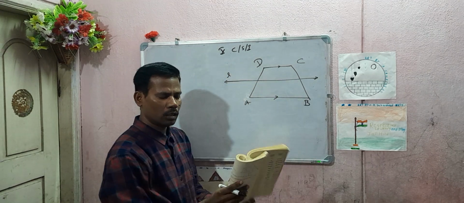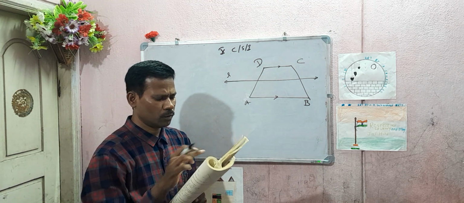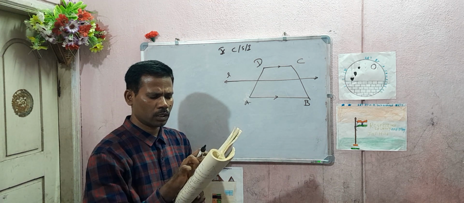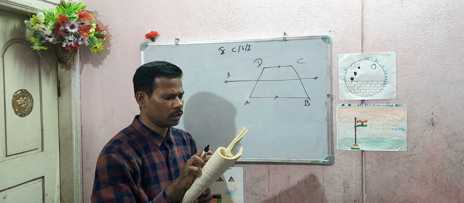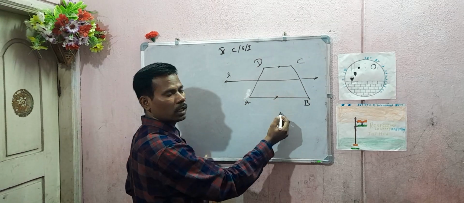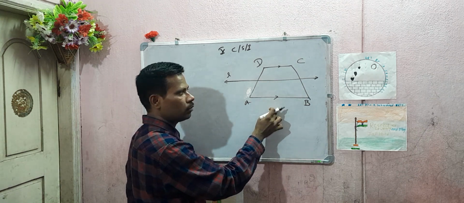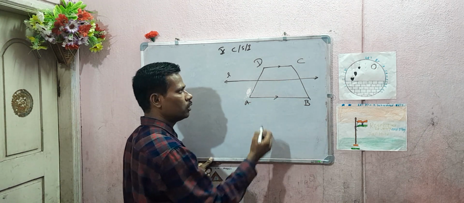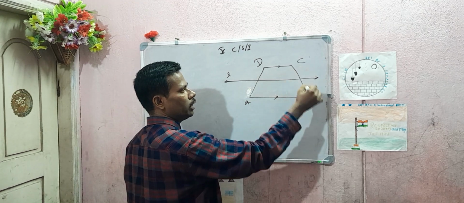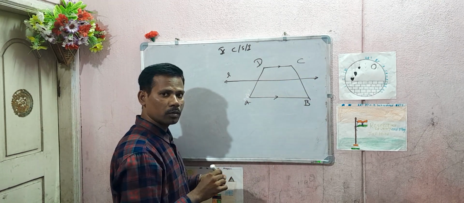This is a line PQ parallel to them. Prove that any line parallel to the parallel sides divides the non-parallel sides proportionally. Which are the non-parallel sides? AD and BC are the non-parallel sides. Divide the non-parallel sides proportionally.